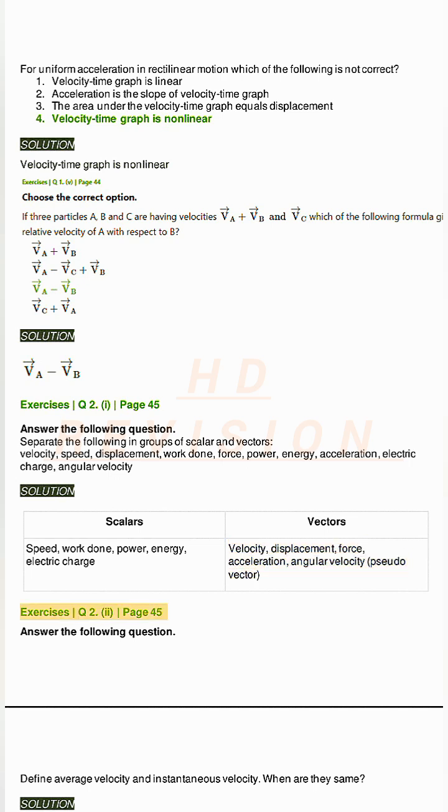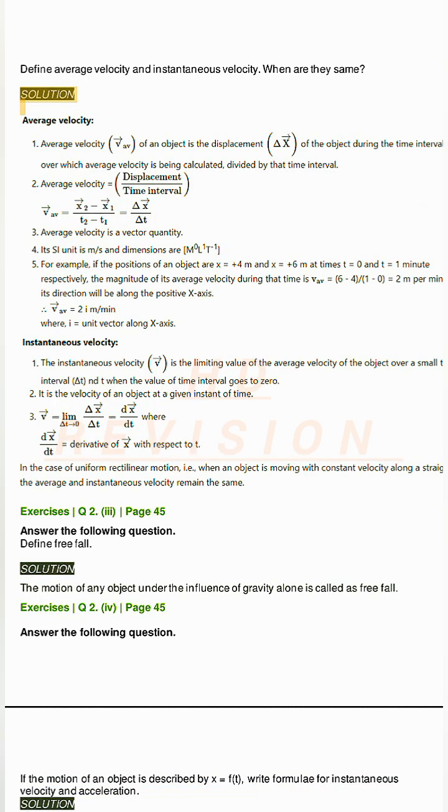Exercises Q2. Page 45. Answer the following question. Define average velocity and instantaneous velocity. When are they same? Solution. Exercises Q2. Page 45. Answer the following question. Define free fall. Solution. The motion of any object under the influence of gravity alone is called as free fall.